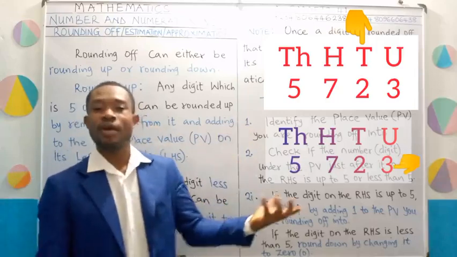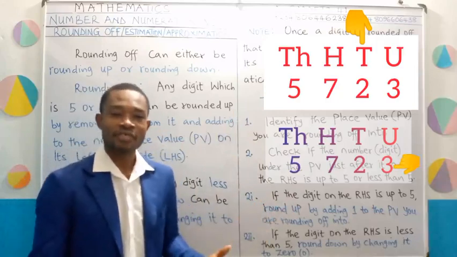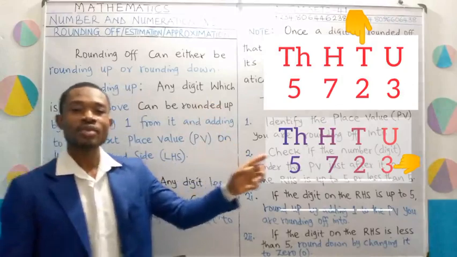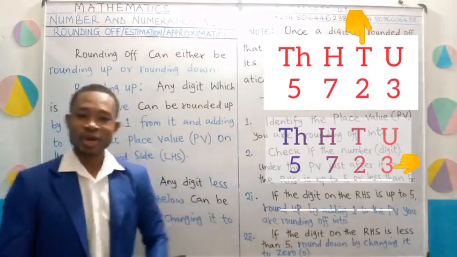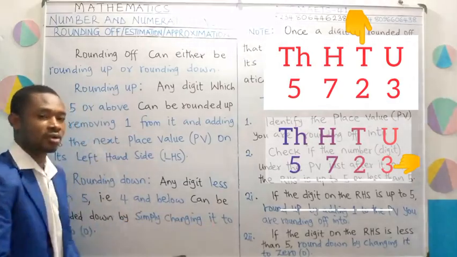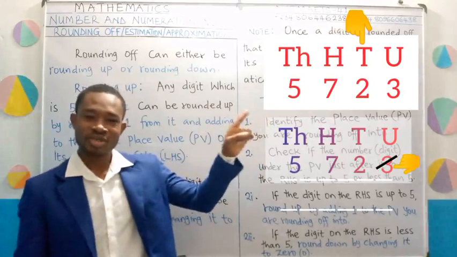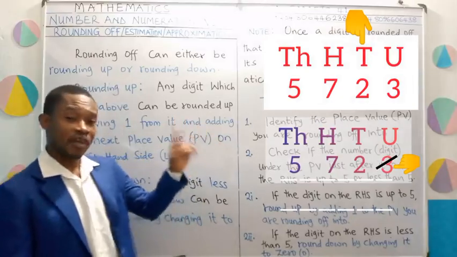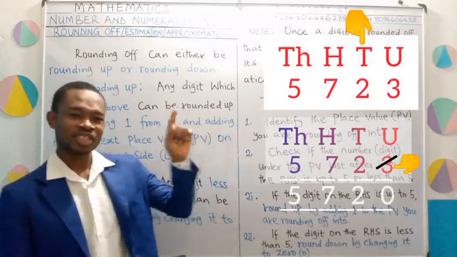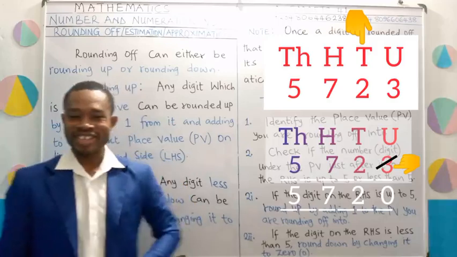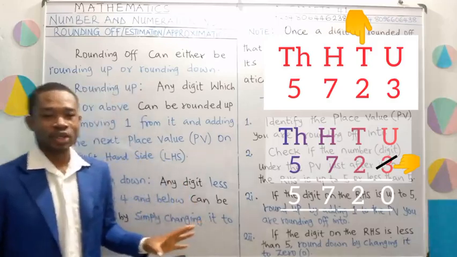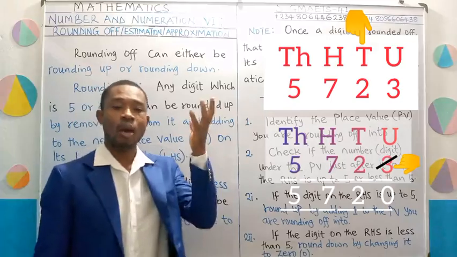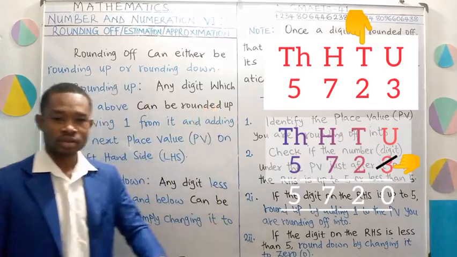Then you check, is that number up to 5, or is it less than 5? Clearly, the unit digit there is 3, which is less than 5. So rounding off into the tens number, what I will do is simply to change that unit digit, which is 3 there, to 0. Therefore, you will now have 5,720. And you have rounded down. That is how simple we handle rounding off. Remember, once a number is up to 5, round up. If a number is less than 5, round down.